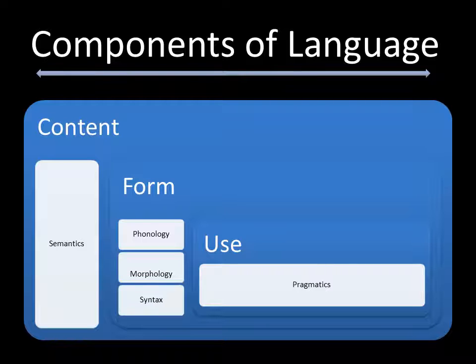And then finally is use of language, and those are our pragmatic skills. Those are our social skills, our ability to stay on topic or know when to change the subject or know when to take a turn appropriately and not interrupt. When talking about language, we're talking about the content, the form, and the use.